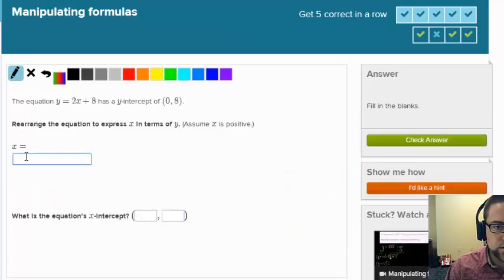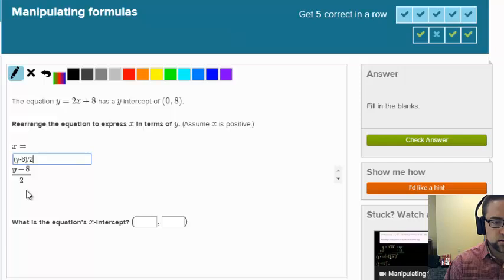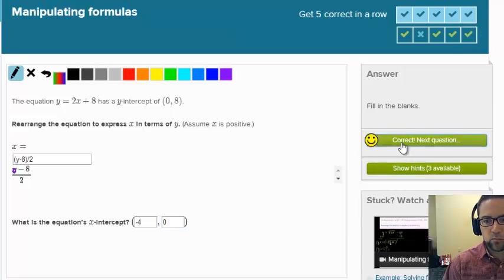Okay, let's just do one more. So I want to rearrange this equation for x, so I'm going to subtract 8 to the other side. I'll have y minus 8. Then I'm going to divide the whole side by 2. So y minus 8, I'm going to put it in parentheses. And then I'm going to divide that whole thing by 2. Okay, so that looks good. And then what's the x-intercept of the equation? So it's going to be y is equal to 0. So I'd be left with negative 8 divided by 2, which would be negative 4, comma 0. And that looks good.